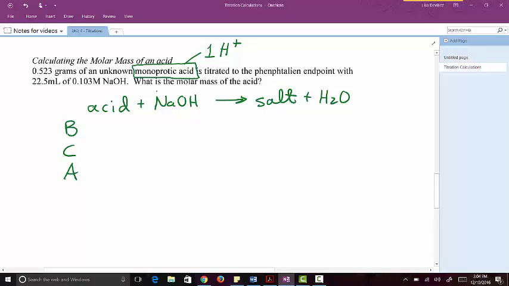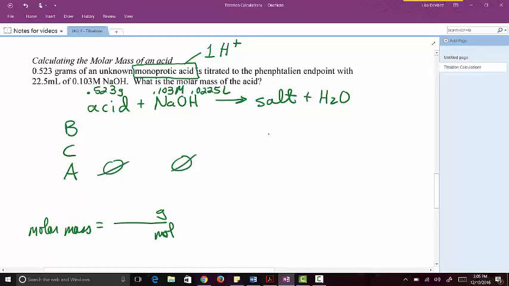And here I have 0.103 molarity, and it is 0.0225 liters. And the only thing I know about the acid is it's 0.523 grams. And any problem where it's asking for molar mass, the thing you want to remember is that I need grams of that substance and I need to know moles of that substance because I want to do grams divided by moles. So once again, it's titration, so we're going to 0.